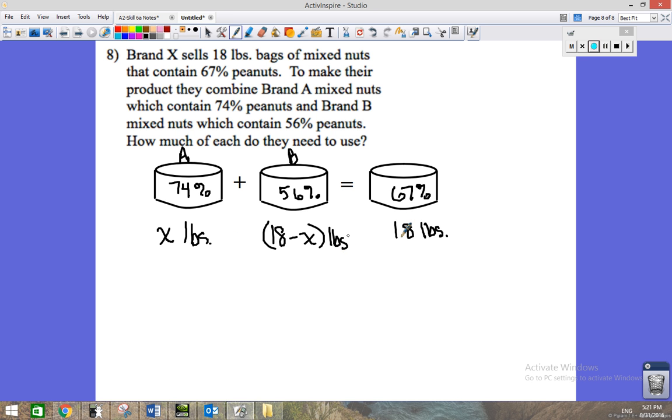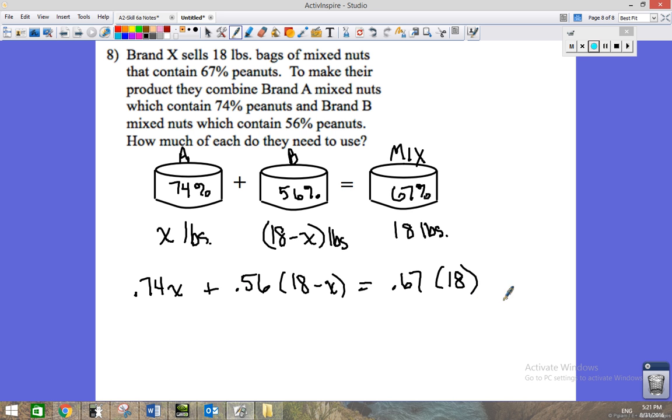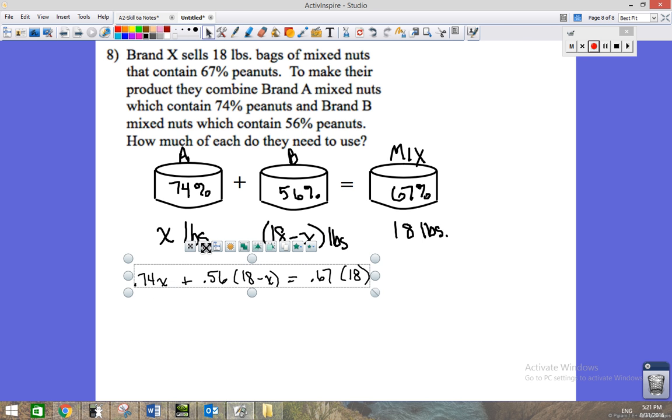If you add these pounds together, the plus X and minus X cancel each other out. And if I add these together, I get 18 pounds. This is my mix. Now, let's set up our equation. 74% written as a decimal. 56% written as a decimal. And I multiply the concentration times the weight. Over here, concentration times the weight. One equation, one unknown. Let's see if we can step by step try to solve for x, and we can use the calculator to help us with this arithmetic along the way.